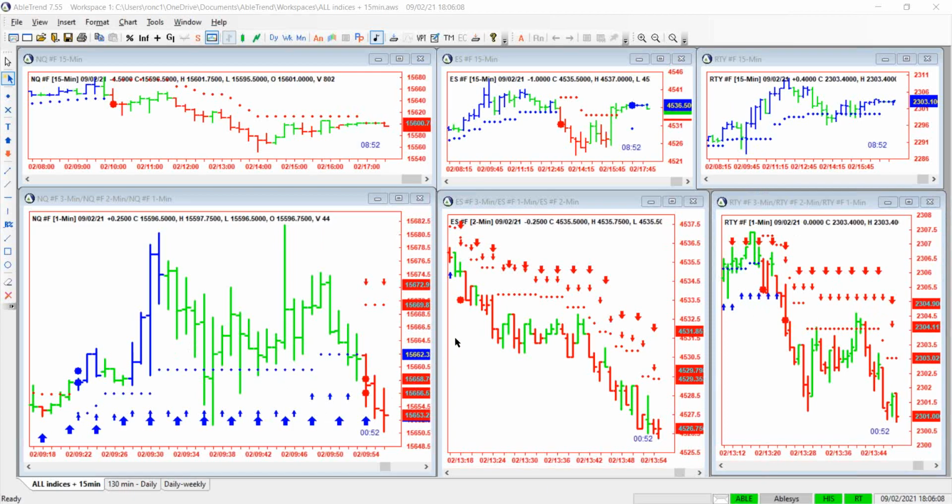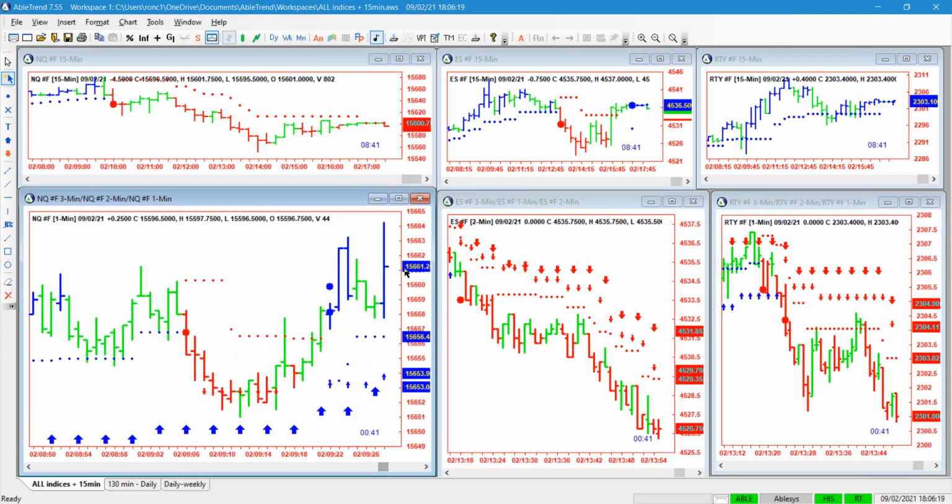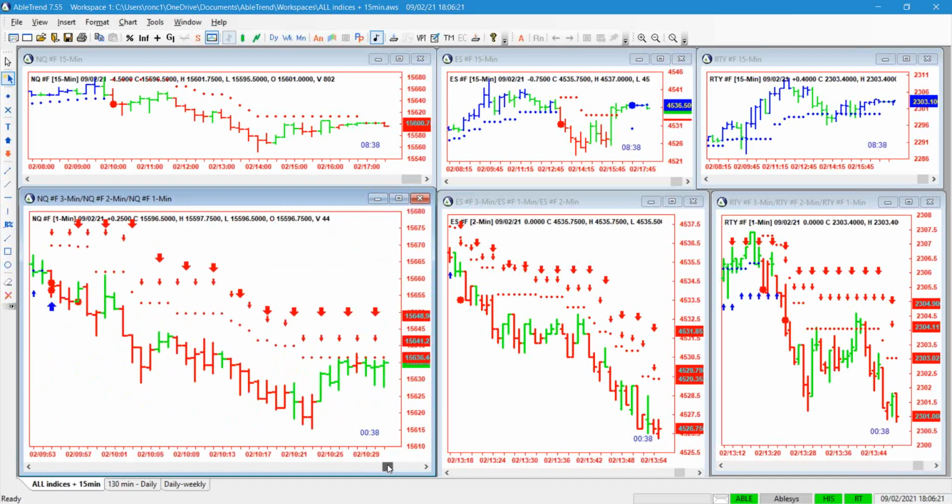But got a nice little trade in the afternoon around 1:18 Eastern. And the key was all three time frames, all three E-minis agreed. That was important. No trade at the beginning of the day. There was nothing to do there.